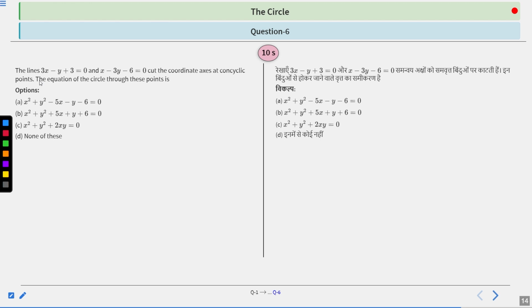Now, these points are concyclic, so we can easily write the equation of the circle. We will have 4 points through which the circle is passing. So by putting these 4 points, we can easily find the equation of the circle. Got it? So in this way, you can try to approach this question. You have 10 seconds to solve or think about this question. After 10 seconds, we will discuss the solution.